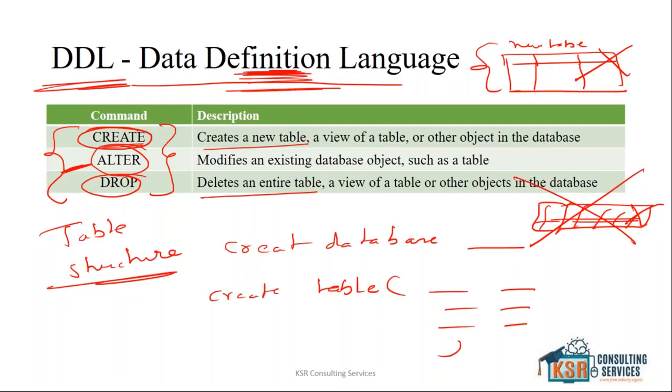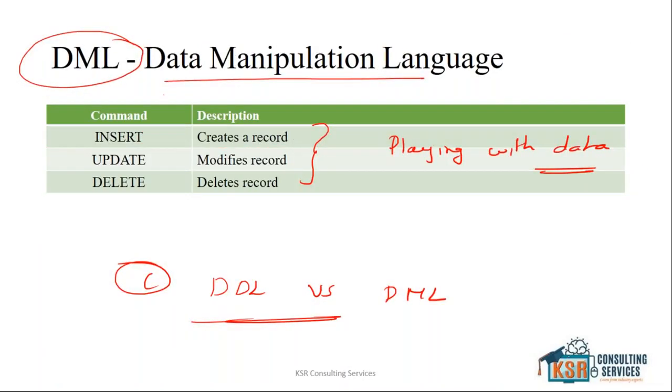But what comes here? You're playing with data. Insert a new data record, update the phone number of a record, or maybe delete it. If a customer says, I'm not interested to be part of your business, I don't want your Amazon account, delete it. You're playing with data. This is called data manipulation language. Update and alter are both different. Update is record updation. Alter is changing the structure of the existing table.